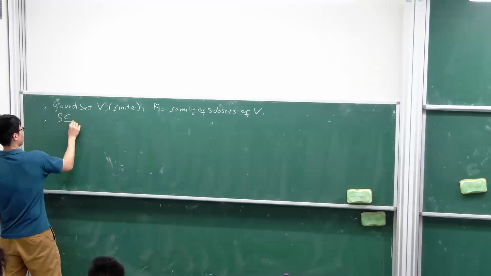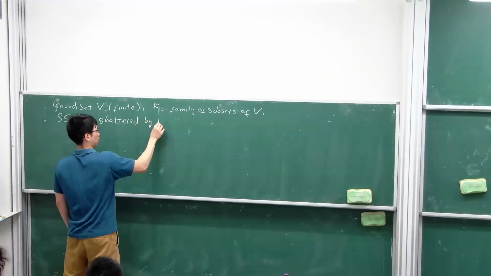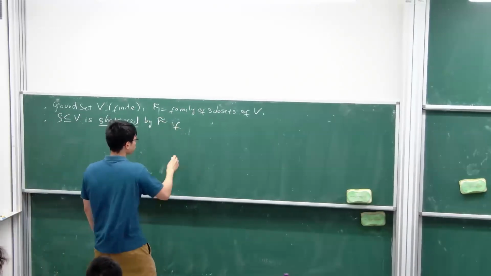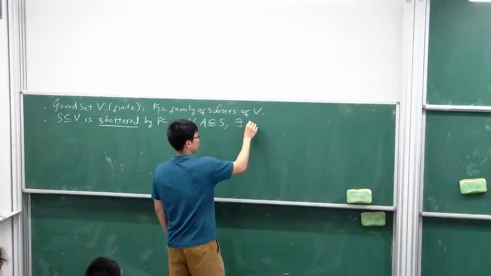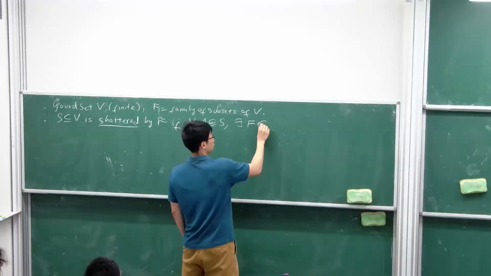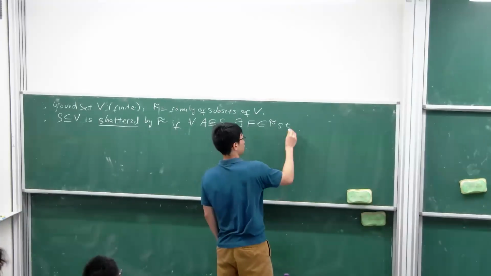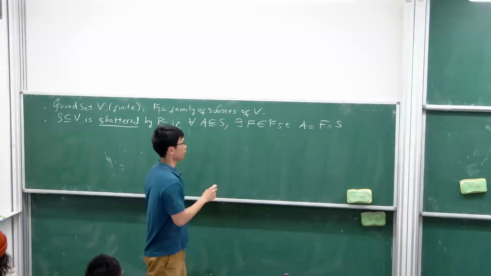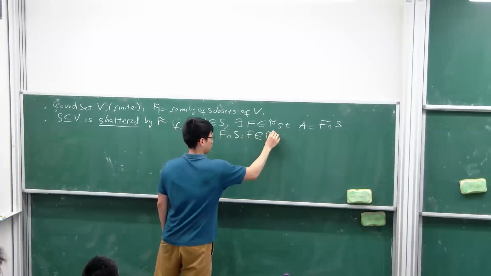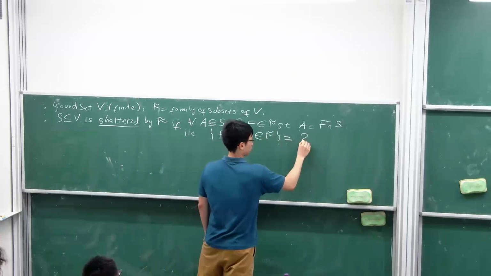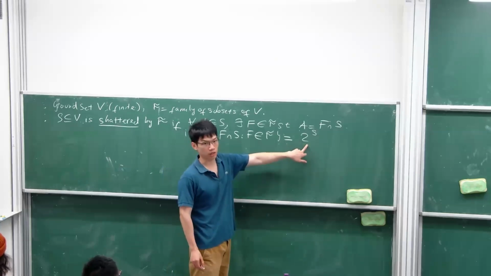So let me say that a set S is shattered by F if for every subset A of S there exists some member F from the family such that the intersection of S with this member is exactly A. In other words, F restricted to S is the family of all subsets of S. Okay.